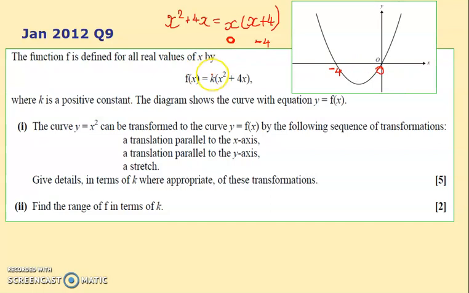Now, the fact that I'm timesing by k, of course, just means it's a stretch upwards. It's a stretch upwards by some number I don't know. So anyway, let's have a look at the curve. y equals x squared can be transformed to y equals f of x. So we can go from x squared to this by this sequence of transformations. Now, number 1, it says a translation. Well, you can see it's definitely being translated to the left. A translation parallel to the y-axis.